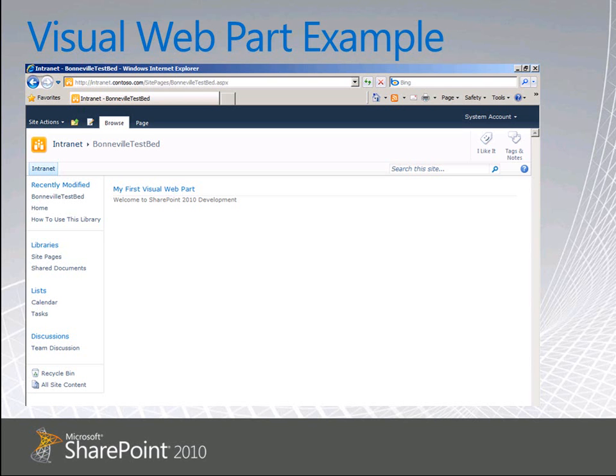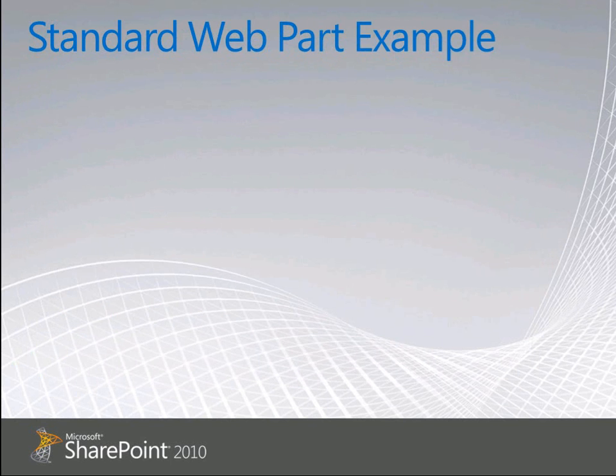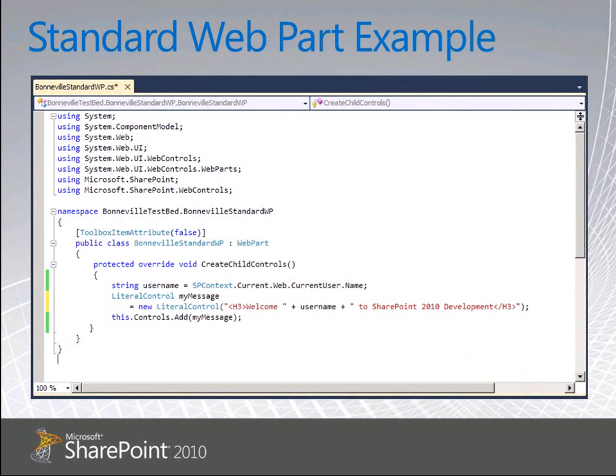Now let's take a look at a standard web part example. A standard web part does not have a design surface as such, so we will build our visual user interface in code. The important thing to note is that a standard web part inherits from the ASP.NET web part base class. So what we will do is typically override the CreateChildControls method, and in our code we start interacting with the SharePoint object model.